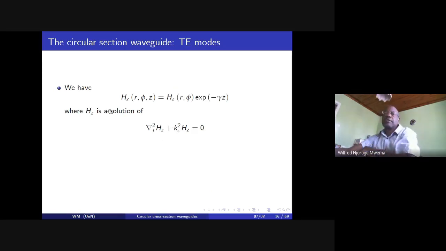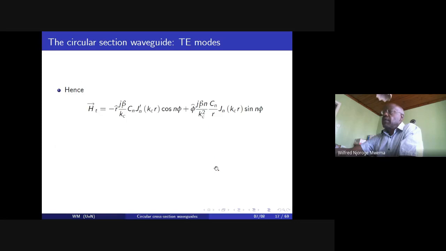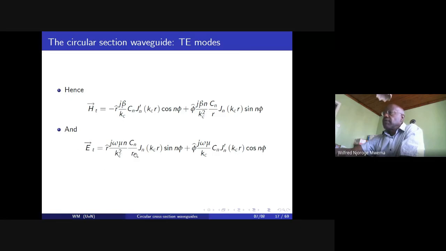For TE modes, the solution we'll be looking for is that of Hz, and it should be a solution to that Helmholtz equation there. We can write this as a value of Cn Jn(Kc r) cos nφ, because the equations will be similar, only that we are using a different field. And therefore, we can see that the transverse magnetic field component will be given by that expression when we use Maxwell's equations, and the transverse electric field will be given by that equation there.